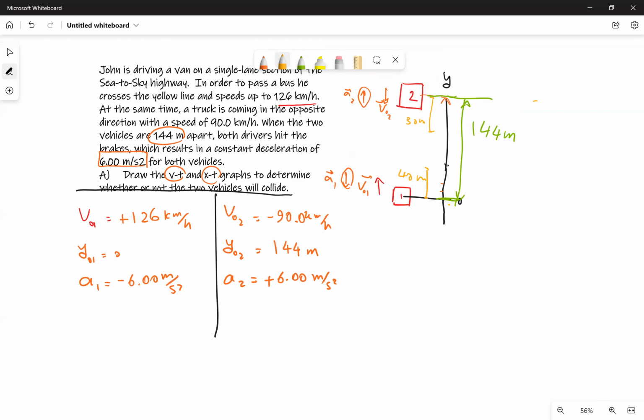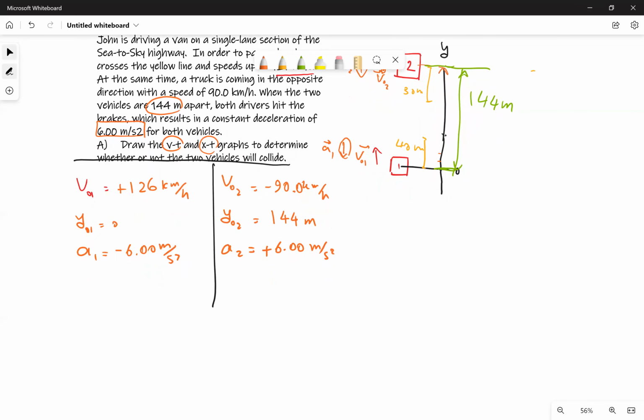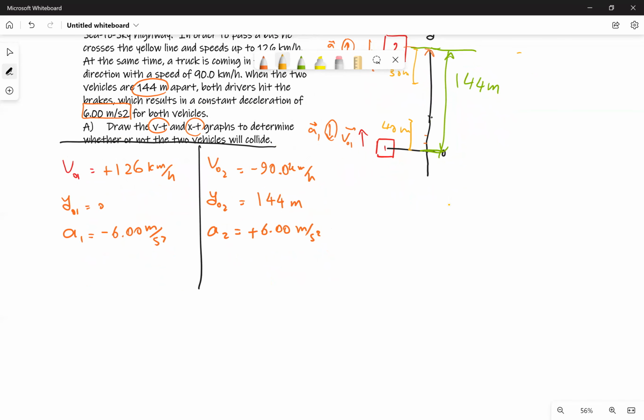Our strategy is, for a moment, we're going to forget about the position-time and velocity-time graphs, and think about whether they collide or not. Of course, you can first focus on drawing the position-time and velocity-time graphs, but since this strategy came up in class, I'm going to explain it.